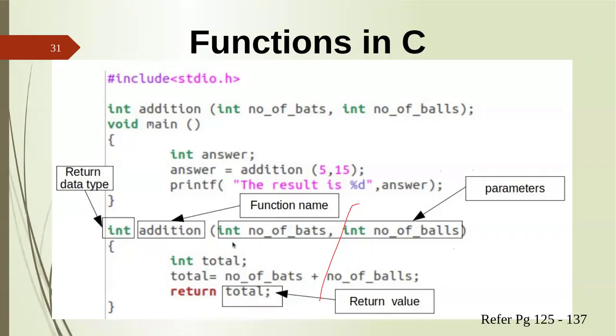These are the input arguments, parameters to the function. This is the return value, returned to this one, answer. I think you didn't understand this bit, complex things.